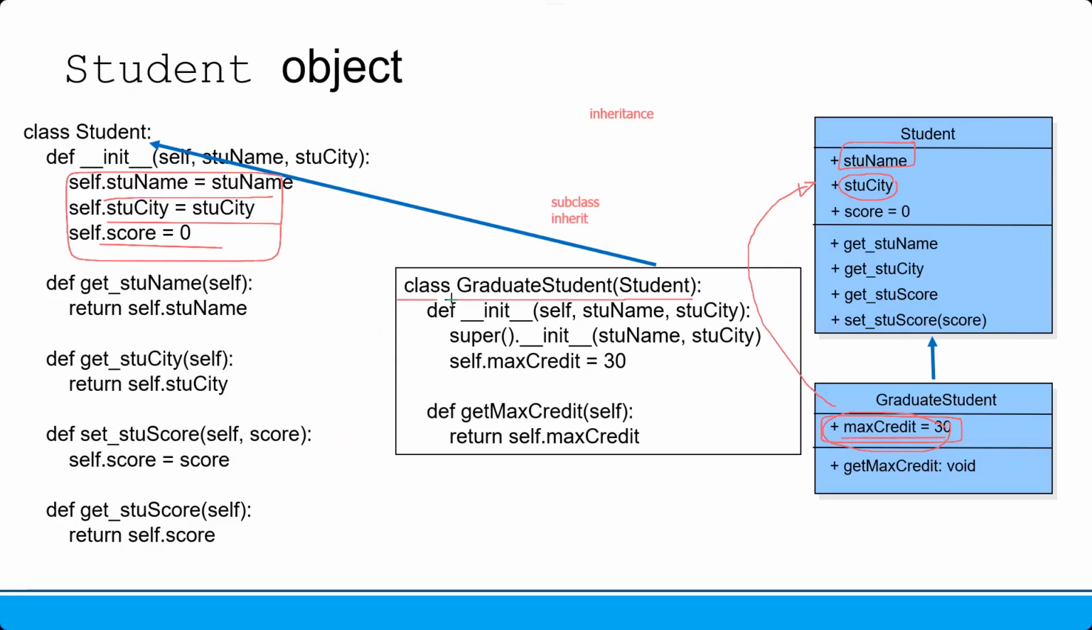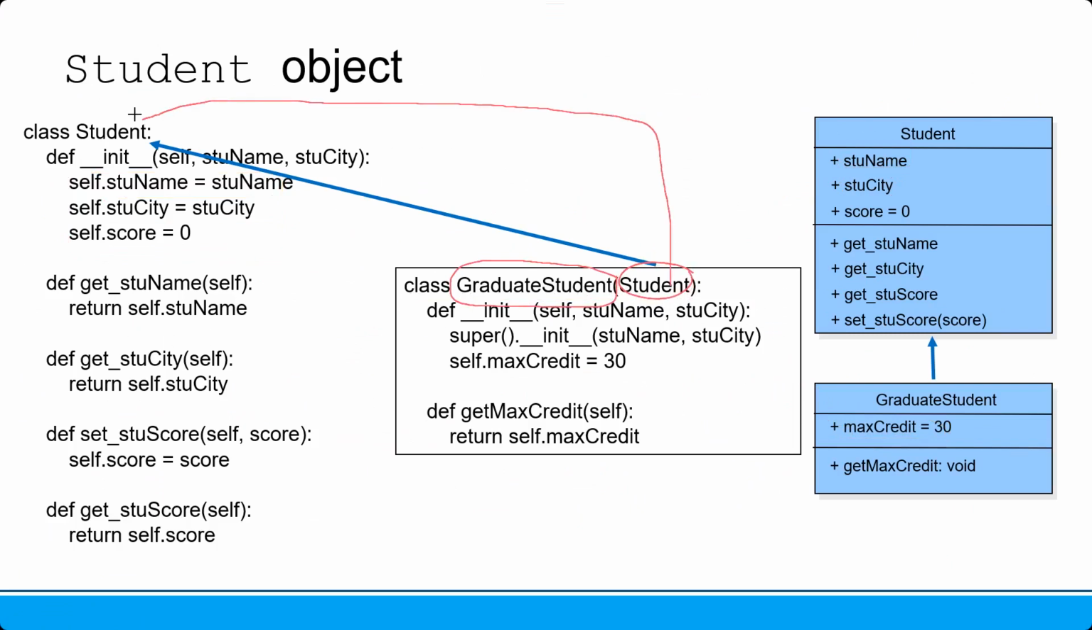Then I can make the class graduate student. If you see this one, the class name is graduate student, and I put the class student in the brackets. It means this refers to the class student. So every property here will be in the graduate student. But this property only belongs to the graduate student.